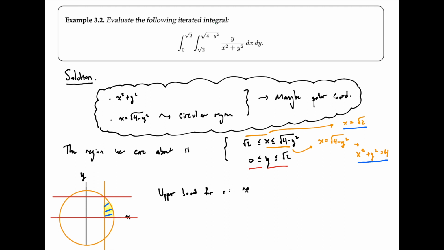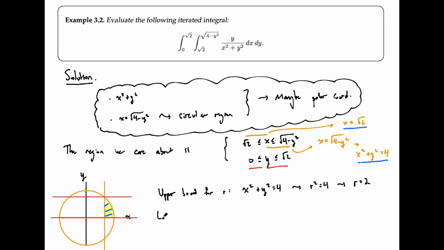The upper bound for r is given by this equation x squared plus y squared equals 4, which, if we convert this to polar coordinates, turns into r squared equals 4, and so r equals 2. That's going to be our upper bound for r. And hopefully that makes sense geometrically. The upper bound for each of these rays is given by this circle, which is a circle of radius 2. So from a geometric perspective, it makes sense that the upper bound is 2.